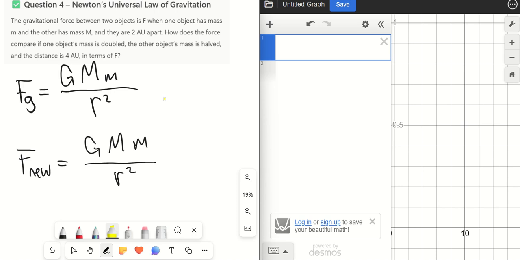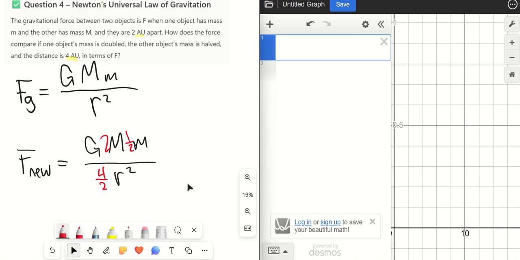Okay, so it says the gravitational force between two objects is F when one object has a mass of m, the other has a big M. They are 2 astronomical units away. All right, so I could see that my astronomical units, it gave me a value and it changed. So what I want to do is first I'm going to plug in what I could see here. So it's now 4, it used to be 2. How does the force compare if one object's mass is doubled? So I'm going to just say that this one doubled and the other is halved. Okay, and then we can see that the distance is now 4. It used to be 2.